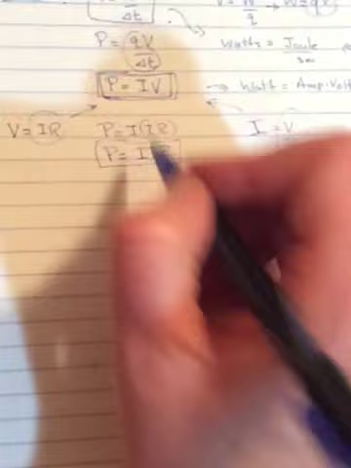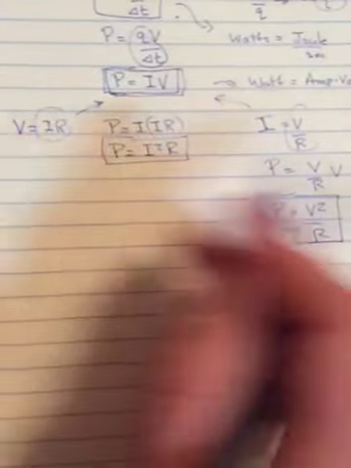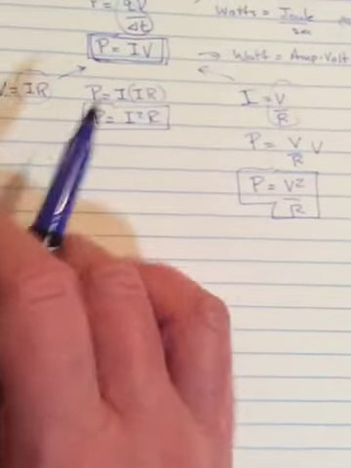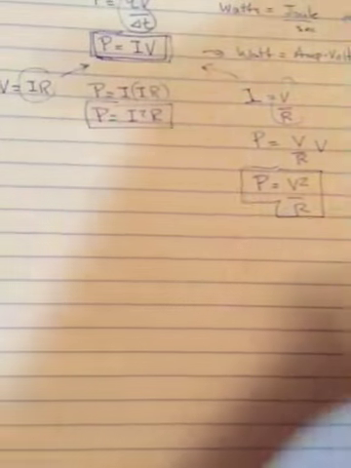This one, power is equal to IV, should be easy to remember. And these two just come from subbing in Ohm's law. I don't know that I'd say memorize them. I'd say understand that you just rearrange for V or for I and sub it in. You get these two. Okay? So they're given here on your sheet.